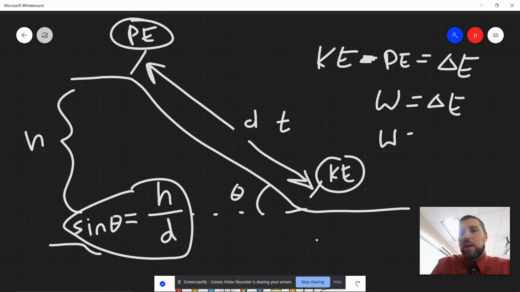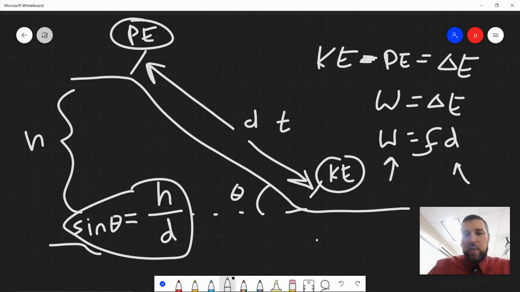What caused the work? Friction along the distance of the hill. We can calculate this. We measured this. Solve for the friction. So that is the conservation of energy piece.